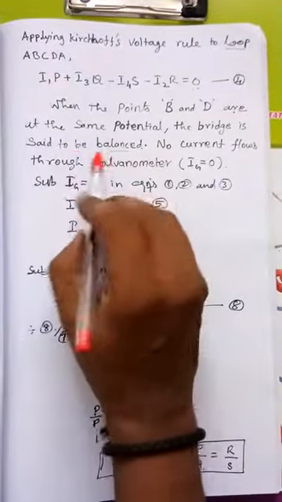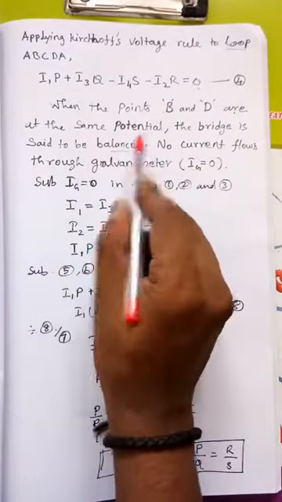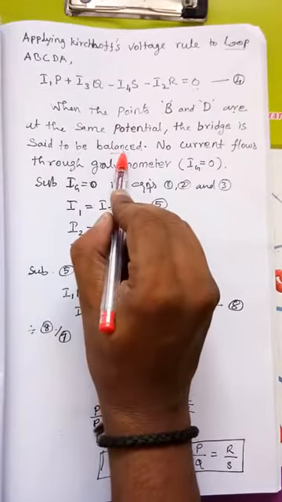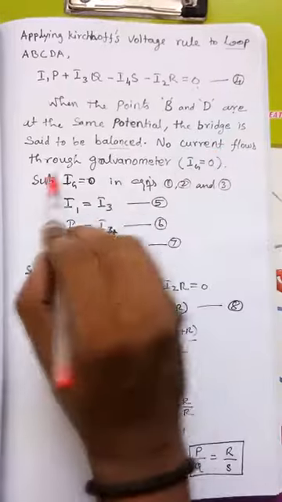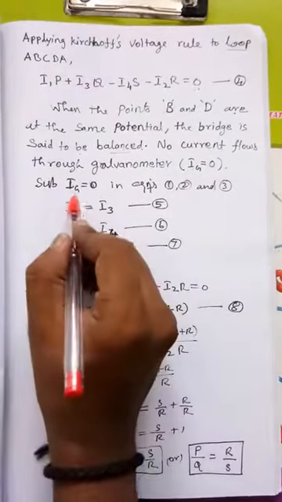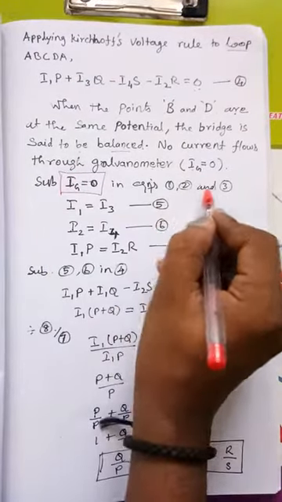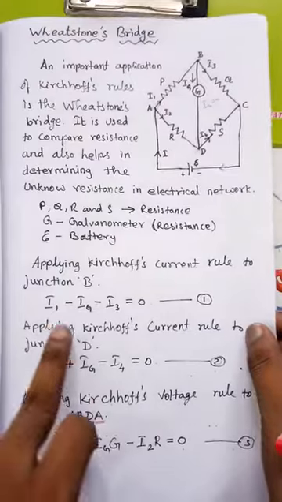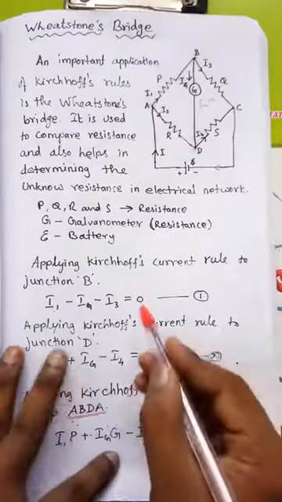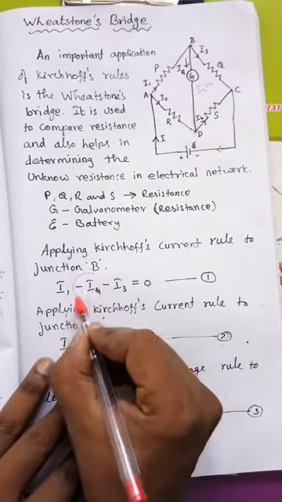So that condition you have to take. No current flowing through the galvanometer Ig. In that position, same potential is said to be balanced. So in this position, no current flowing through the galvanometer, so Ig will be equal to 0. Now you take Ig equal to 0 and substitute it in equations 1, 2, 3. Here Ig will become 0.